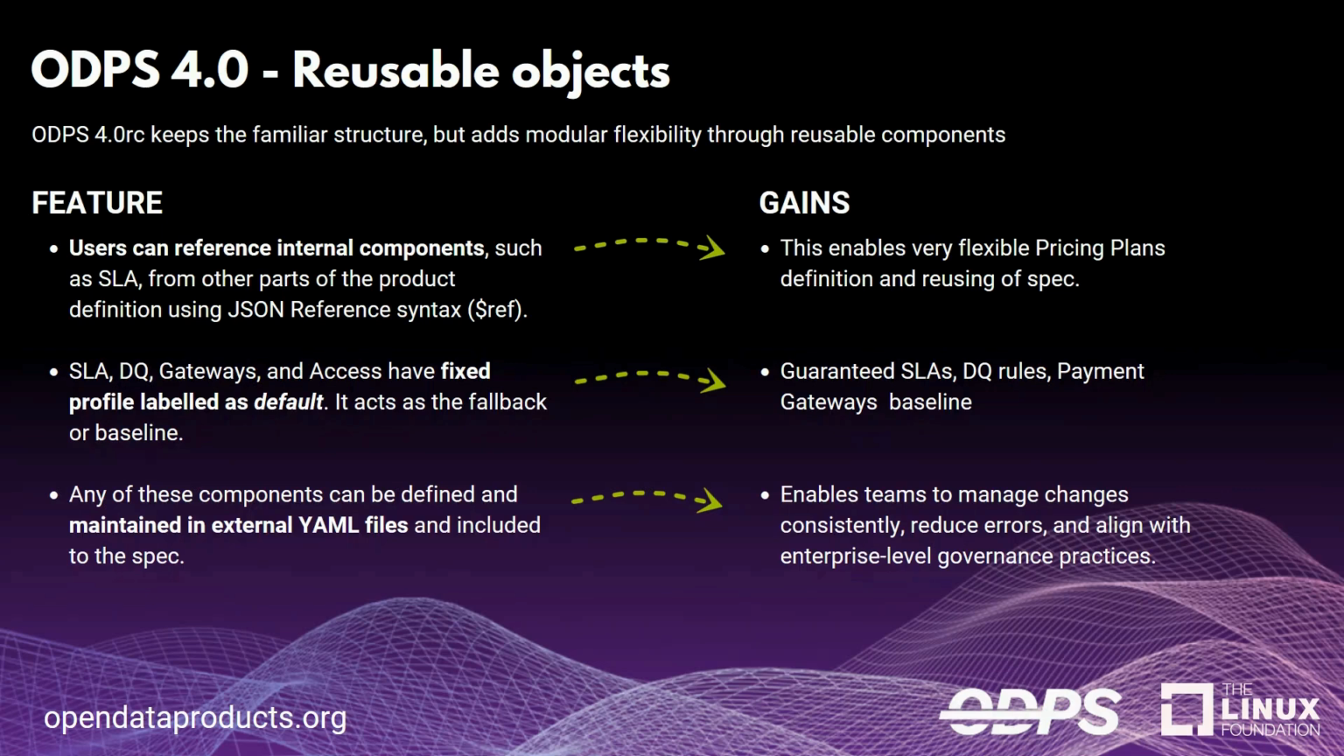Then, as mentioned, any of these components can be defined and maintained externally from the main spec, the data product spec itself, and then you can include it into the spec and use it. So this enables teams to manage changes more consistently, enabling enterprise-level governance practices, reducing errors, and ensuring the alignment of different aspects of the data products across company-wide or enterprise-wide practices.